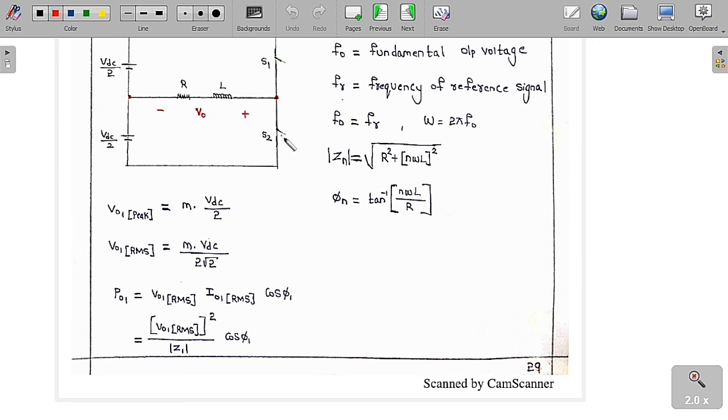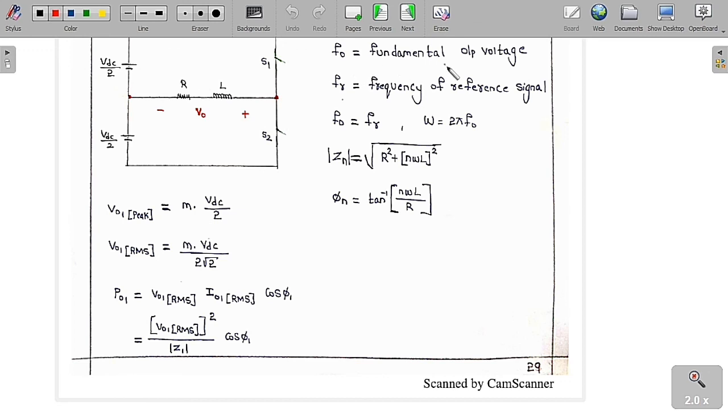See, the expressions which I told you were for when we switch on S1 for 0 to T by 2 and switch on S2 for T by 2 to T fully. But now with the help of sinusoidal modulation, we are going to get the peak value of the fundamental component of the output voltage, which is m into the source value, which is VDC by 2, and the RMS value is peak value by root 2.